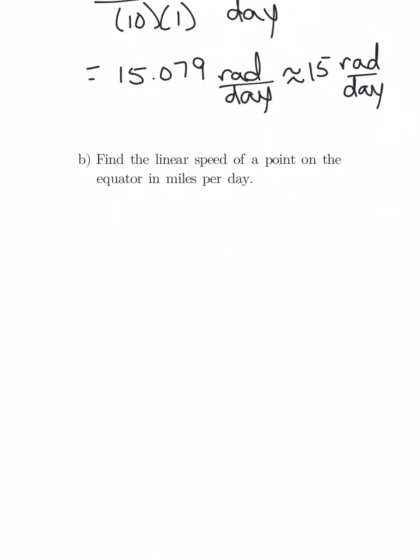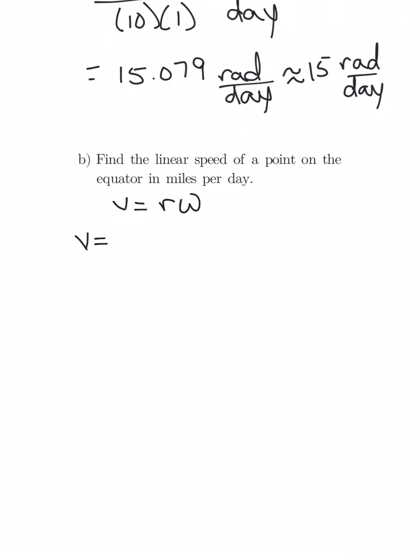Question B asks us to find the linear speed of a point on the equator in miles per day. So we're being asked to find linear speed, which is v, and if you think back to our given information, we had an R. So that means we are going to go back to this v equals r omega.